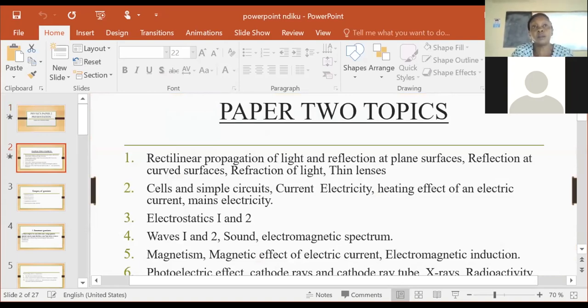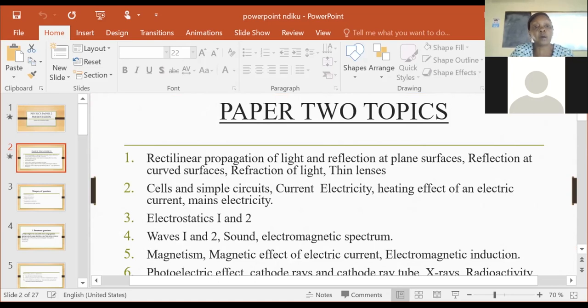Starting from Form 1, we have the first topic, that is linear propagation of light and reflection at plane surfaces. We also have reflection at curved mirrors, that is in Form 2, and refraction of light and lenses. I've tried to group the topics the way we can have the structured questions in section B, because we can have a question running from linear propagation all the way up to lenses.